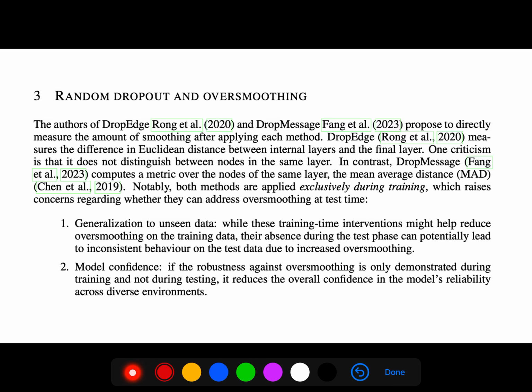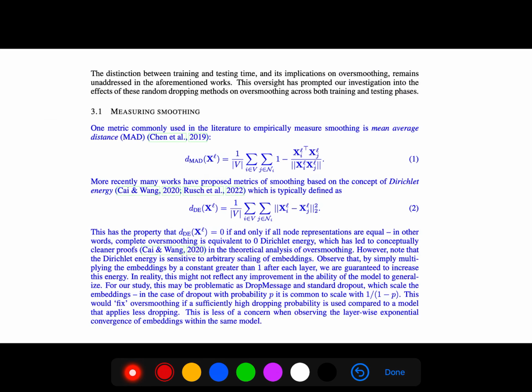So there are many contributions in this paper. First they talk about measuring smoothing. In the literature they use mean average distance, MAD, which I discussed in the previous video. Also in the previous video I talked about Dirichlet energy, which is relatively recent in the oversmoothing literature as a smoothing measure.